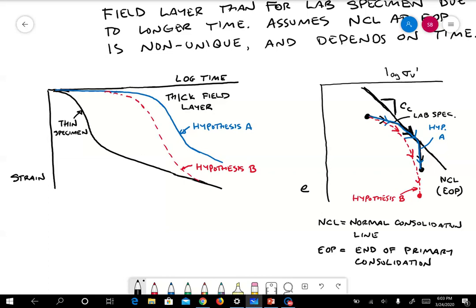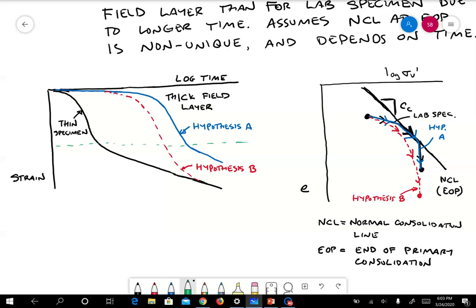Because the amount of primary consolidation goes along this horizontal line that's following the mouse. Maybe I'll even sketch in green, like a dashed line right there. Right? So the black and blue lines are both ending primary consolidation at the same strain or at the same void ratio. And then secondary compression starts, right?